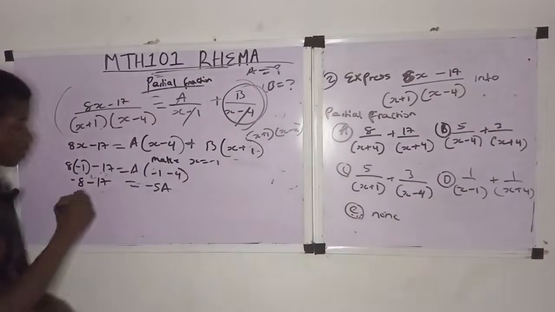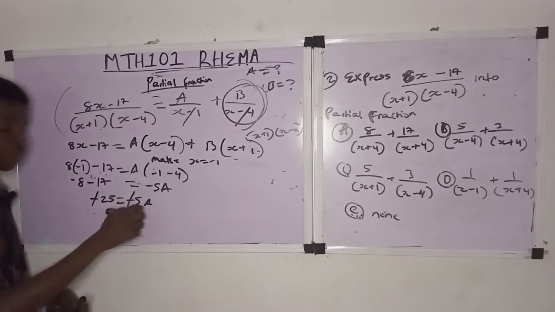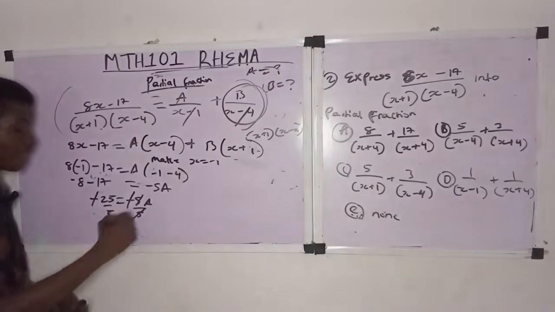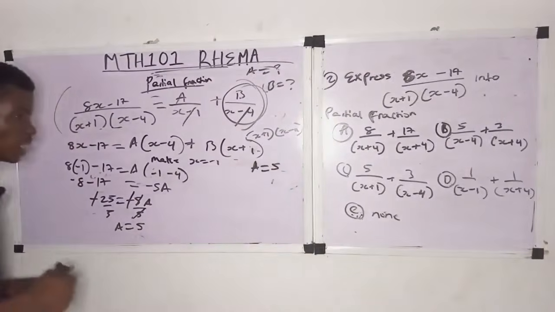Okay, so everything here will be what? Minus 25 is equals to minus 5A. This minus cancel this minus. We are looking for A, we divide both sides by 5. So if we divide both sides by 5, A will be what? A will be 5. So our A is 5. Okay.